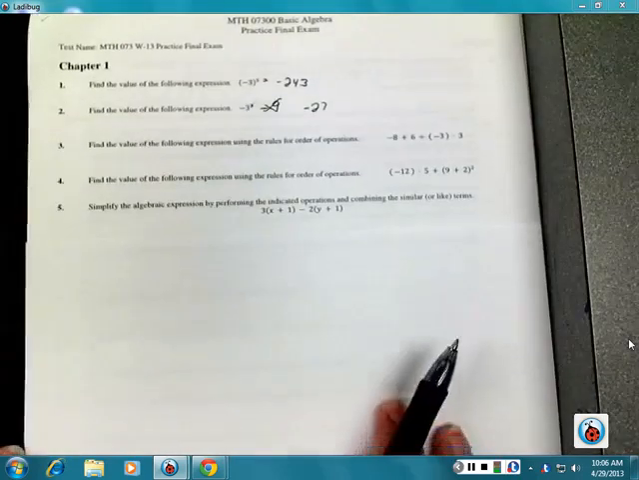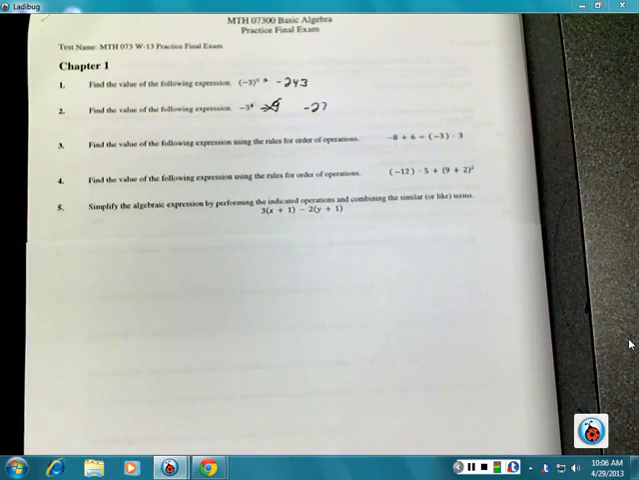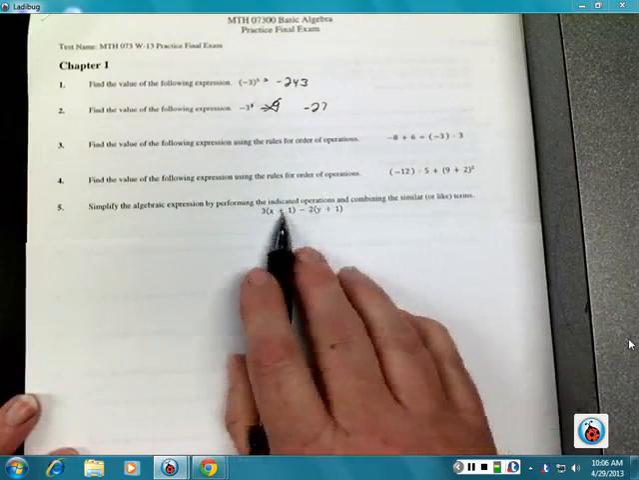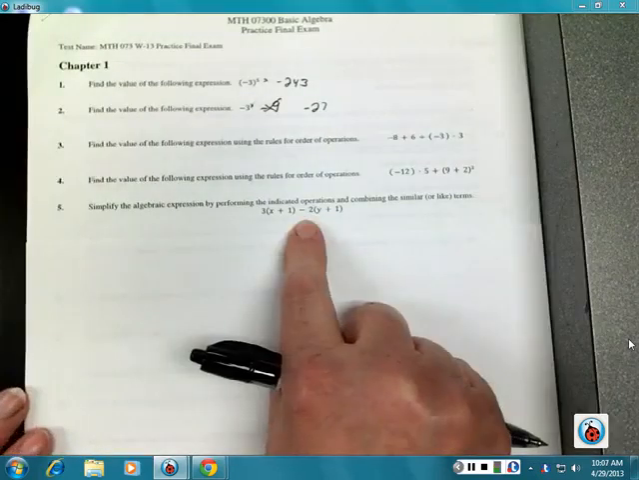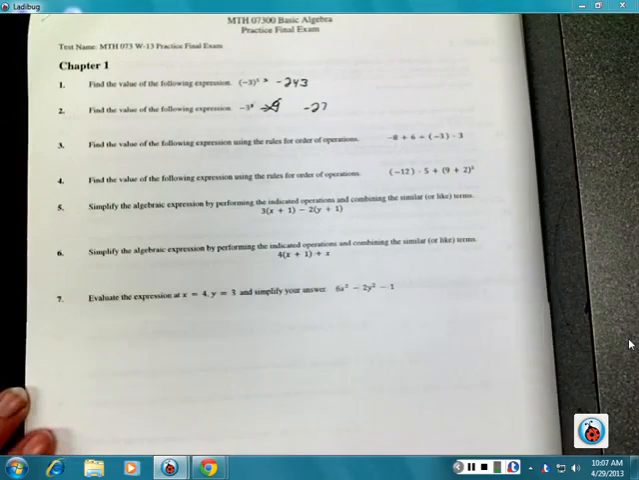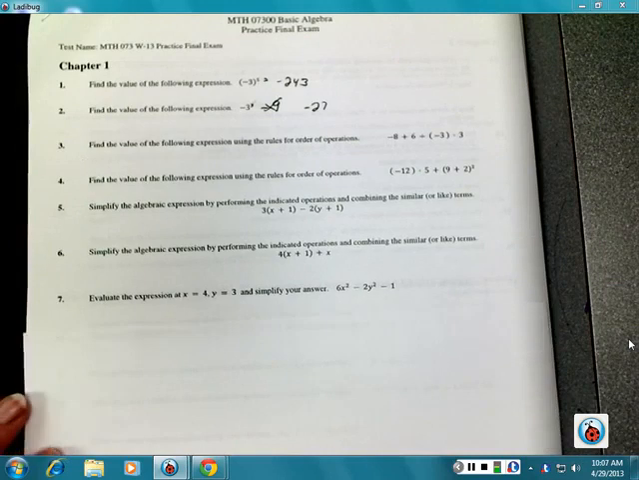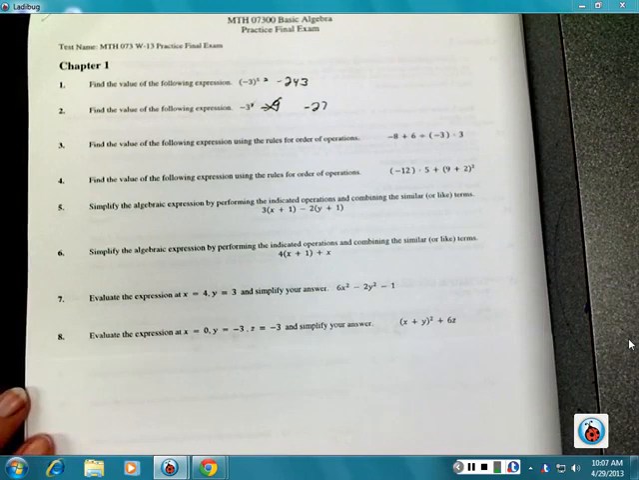Number 5. What about that one? You good with that one? Okay. Distribute, then combine anything you can combine in there. Do we need to go through that one? Okay. All right. Next one, same thing as the top one, just got another X to combine in there and put together. 7 is evaluate, so in 7 we need to plug numbers in for our letters. Good with that one? Yes? And also number 8, same thing.